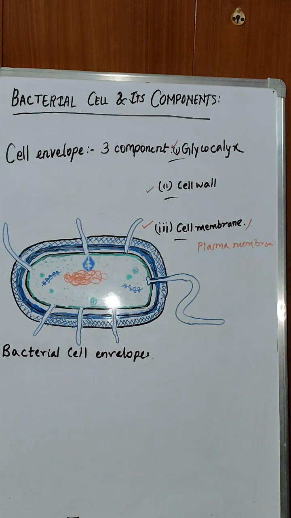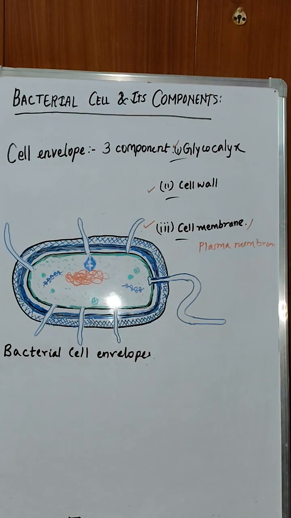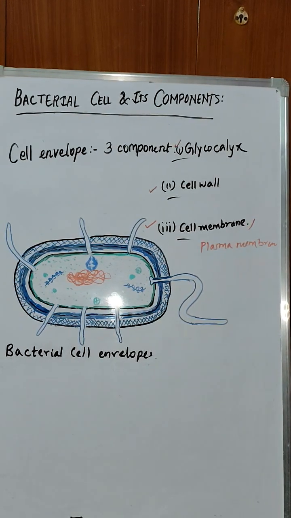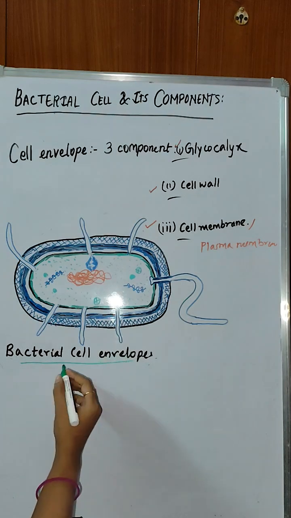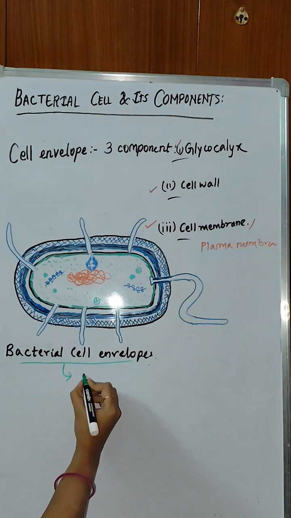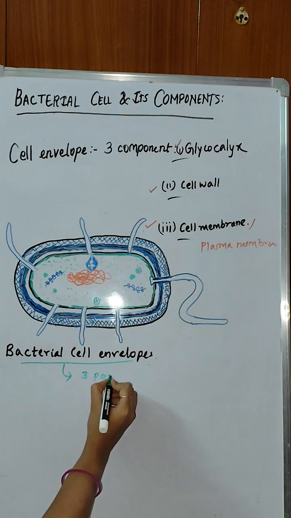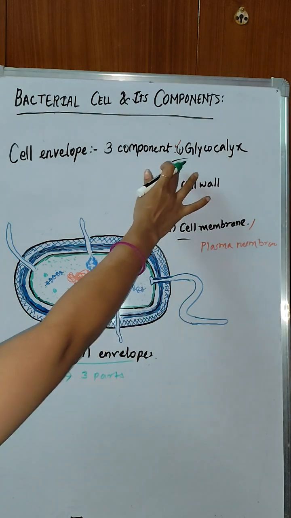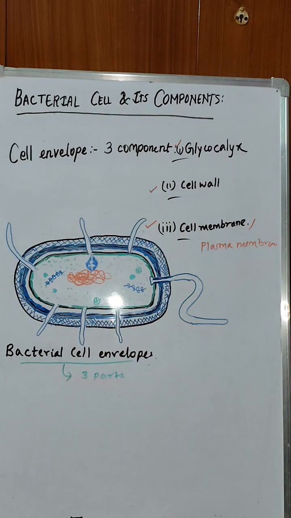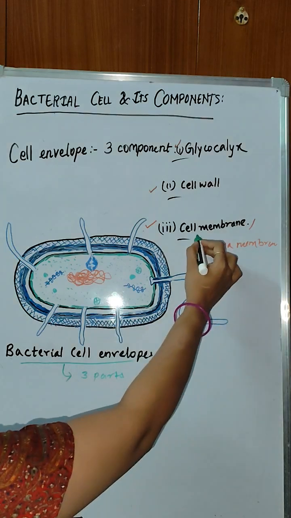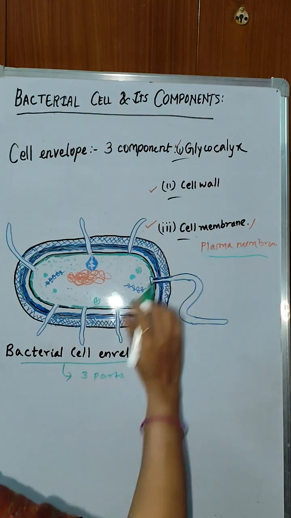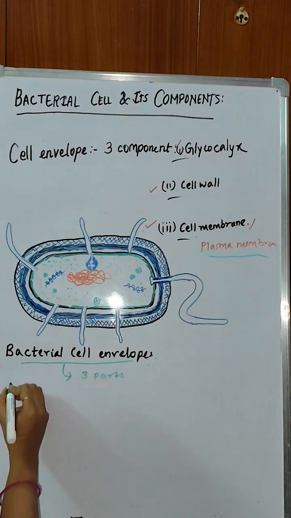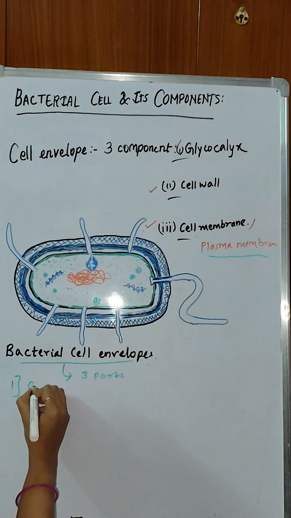In this video, we are going to discuss the cell envelope of the bacterial cell. The bacterial cell envelope consists of three parts. I have already mentioned the names of the three parts: glycocalyx, cell wall, cell membrane. Cell membrane is also known as plasma membrane. Let us see glycocalyx.